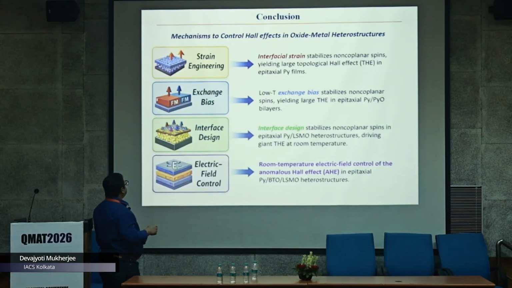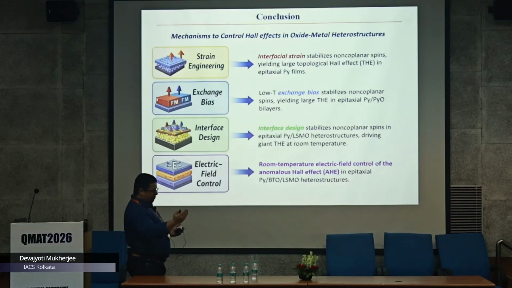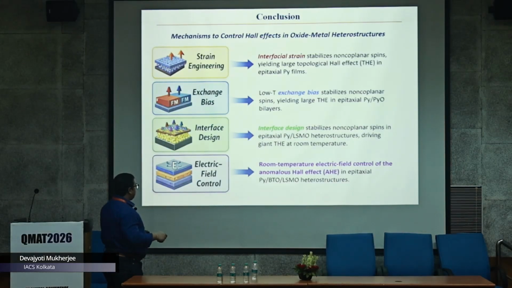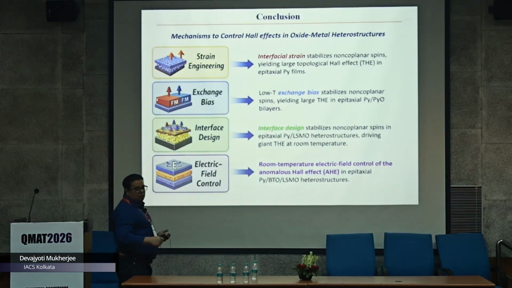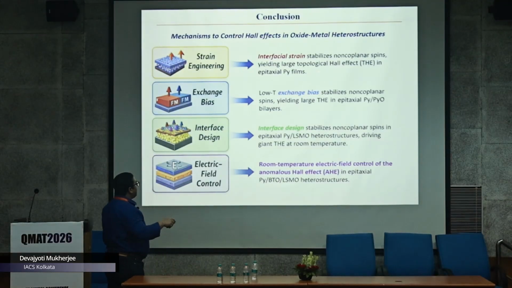So this is the conclusion of my work. I have shown that through strain engineering one can achieve large topological Hall effects in permalloy thin films. One can introduce exchange bias to enhance this effect. One can design different interfaces of metals and oxides, and see this Rashba kind of spin orbit coupling. One can even introduce electric field control of the anomalous Hall effect. And all this data is at room temperature and low fields, and is device applicable.